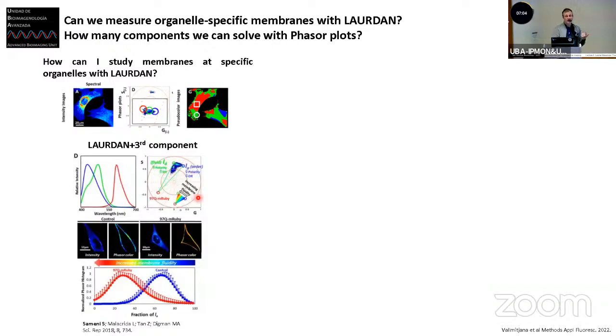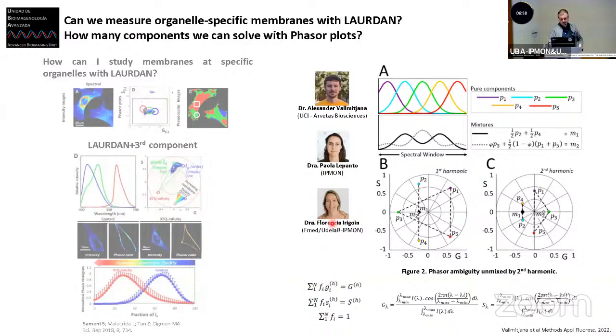But in a collaboration with Flores Arigoin, Pablo Lepanto, and Alex Bagnishana, we developed an evolution of this. The evolution was the use of harmonics. You remember that in the calculation, we can change this number here between 1, 2, 3. We have more revolutions in this Fourier transformation, and we can get an extra set of equations.